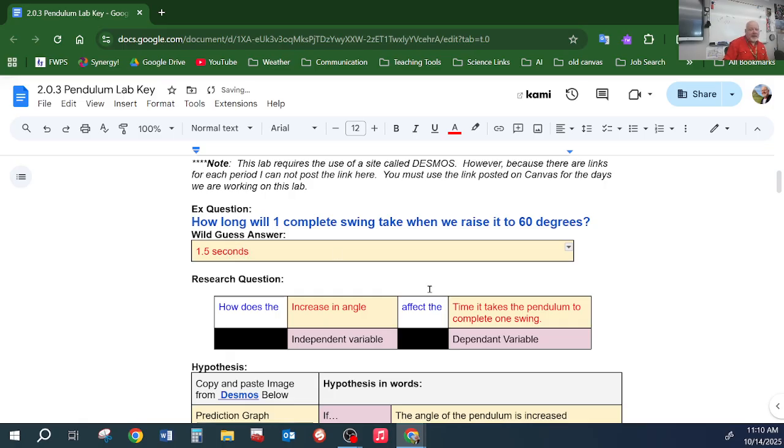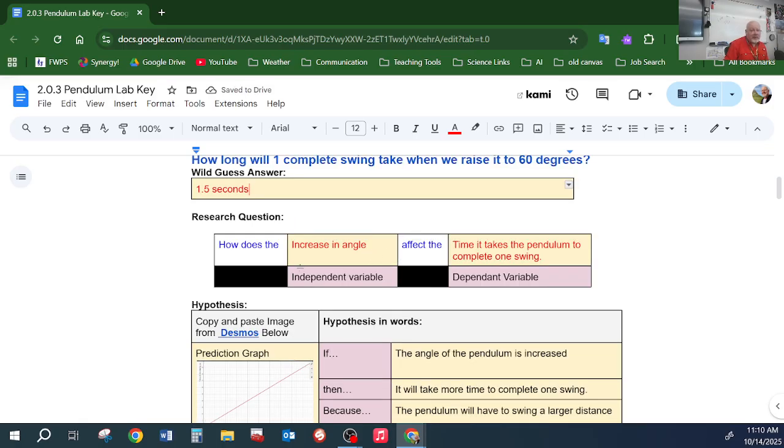All right. This part we did do, everybody can copy this one. And we came up with a research question. How does the increase in angle affect the time it takes the pendulum to complete one full swing? The increase in angle being the independent variable, the thing that you're changing. The one full swing is the dependent variable, the thing that we're measuring, the thing that we're looking for.